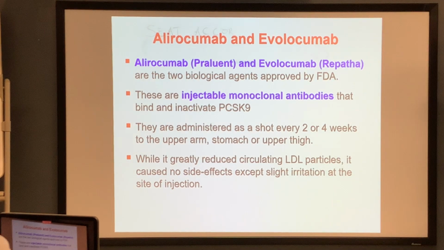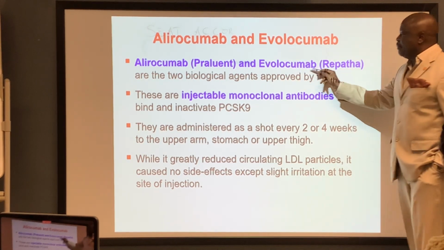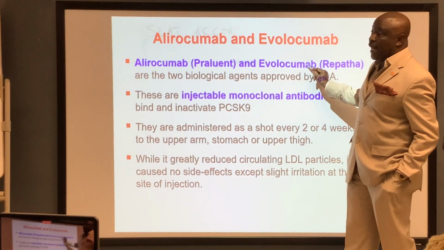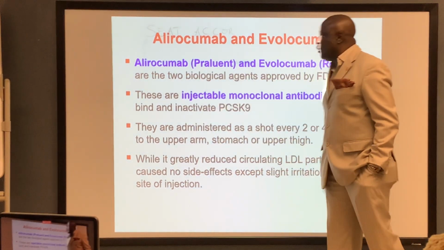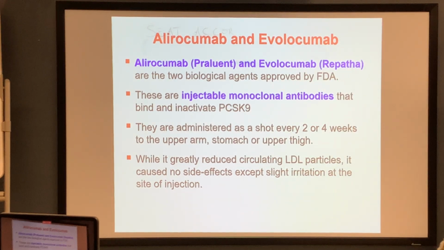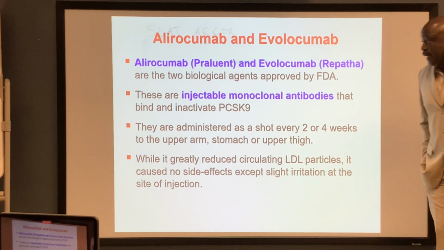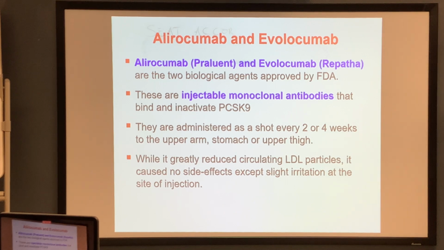They are injectable monoclonal antibodies. Anytime you see mab, just know that refers to monoclonal antibody. Alirocumab and evolocumab are monoclonal antibodies that are presented in injectable forms. You can administer them every 2 or 4 weeks to the upper arm, the stomach or the upper thigh. It greatly reduces LDL particles. It has no side effects except very slight irritation at the site of injection.